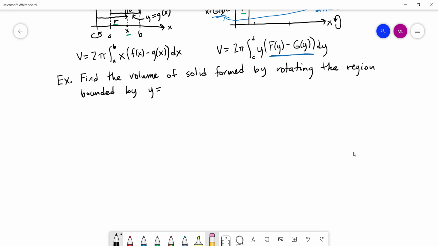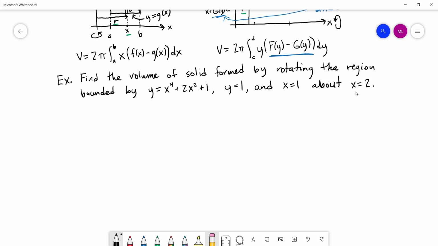let's see, I want to do y equals x to the fourth plus 2x squared plus 1, y equals 1, and x equals 1, about, so we're going to rotate this region about x equals 2. So just looking at this problem is terrifying.